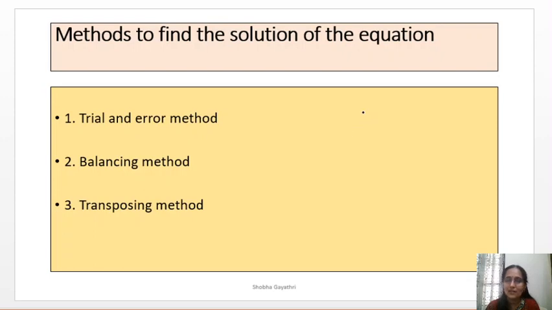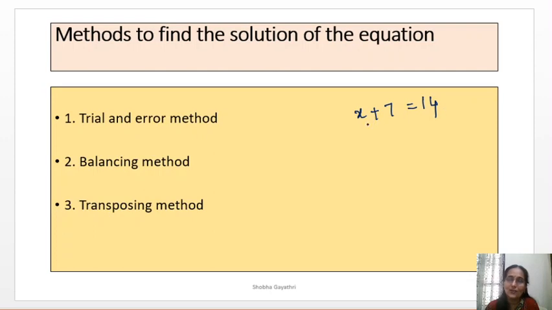Suppose the equation is given as x plus 7 equals 14. What is the trial and error method? You know the meaning of the words trial and error. You have to try with all the values. Put x equals 0, get the value of the left hand side, then check whether you get the right hand side answer. Like that you have to try all the values, starting from 0, then x equals 1, 2, etc., till you get the value of the right hand side.